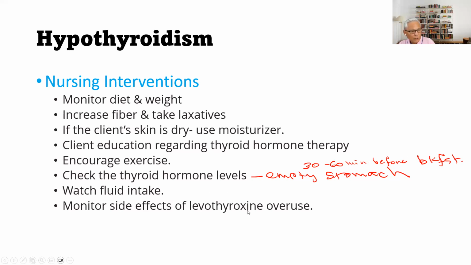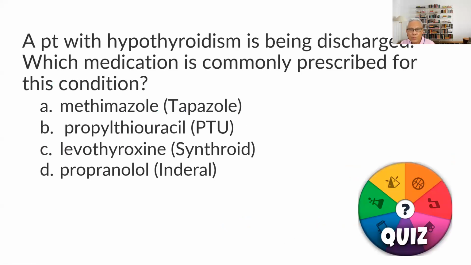We also want to monitor the fluid intake as well as the side effects of levothyroxine overuse. So the side effects of levothyroxine are going to be the signs and symptoms of hyperthyroidism. So that would include, therefore, insomnia, tachycardia, heat intolerance, weight loss. And this means to say that the medication is working too well, and sometimes we might have to readjust their dose. Okay, let's go to the next.